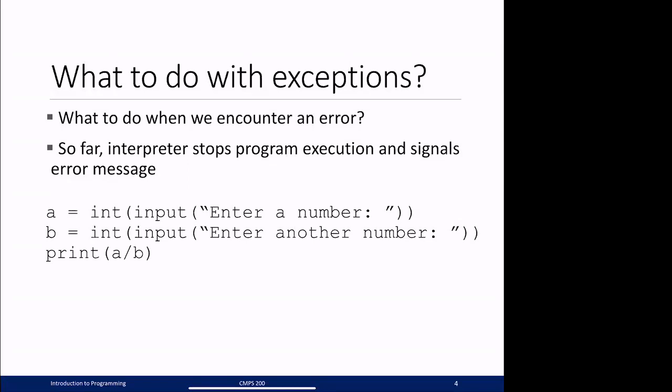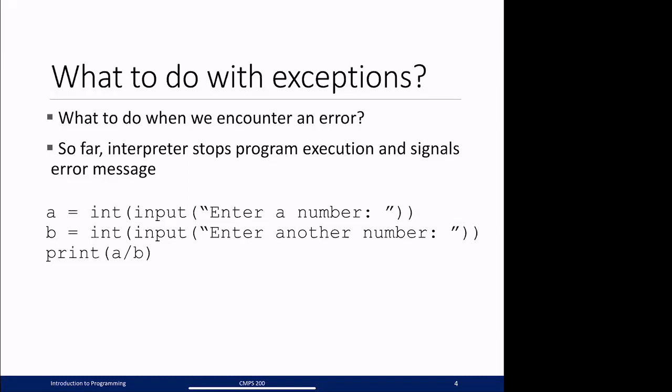Okay. What could go wrong in this code? If I run this code, it's going to ask me to enter a number, and then I'm going to enter something, and then enter another number, and then it's going to print A over B. What are the possible things that could go wrong in this program? Any thoughts?